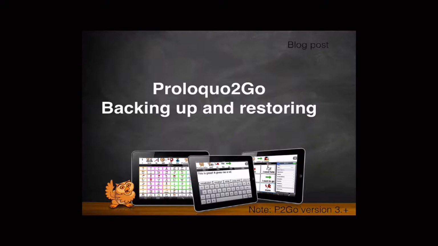What we're talking about is when you get P2Go, you're going to put a lot of time into personalizing it and customizing it, something we've talked about a lot. Putting your own photos in, your own words, your own messages. You want to be able to back that up so that if anything should ever happen to the app on your iPad or to the iPad itself, you can restore the saved version and retain all of the information that you've put into your communication set for the person you're working with.